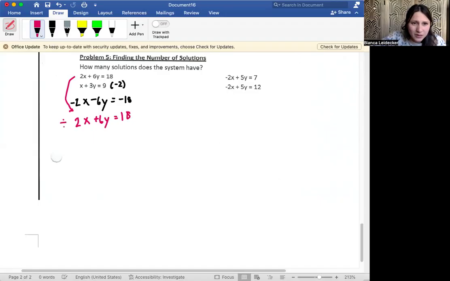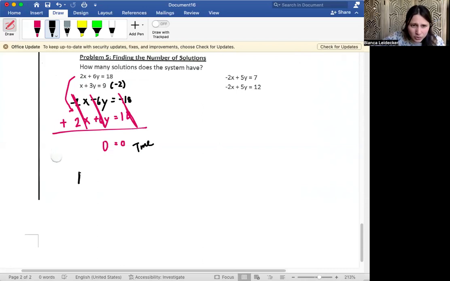And then I'm going to add them together. Now notice these cancel, but then -18 cancels as well. And then -6y and +6y cancel. So then everything equals 0, and 0 equals 0. Well, is the value of 0 actually 0? It is. So this is a true statement.